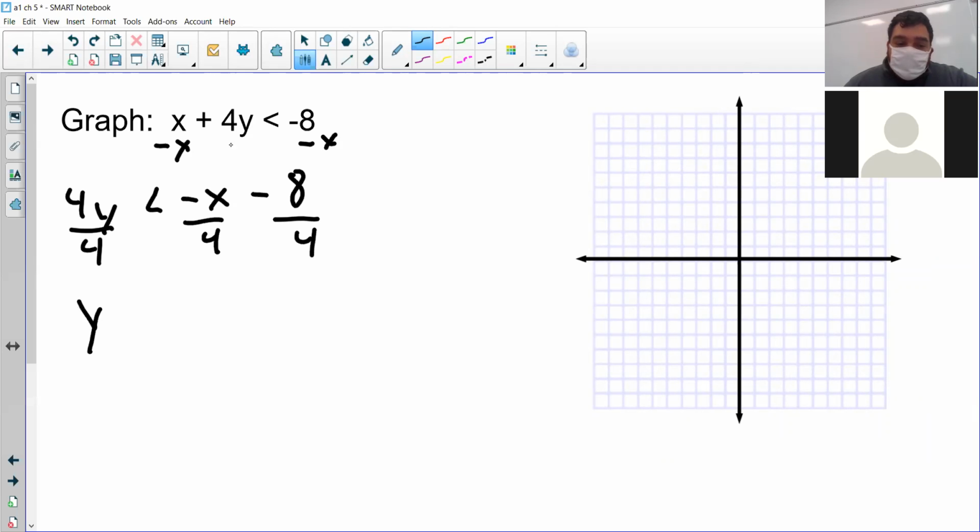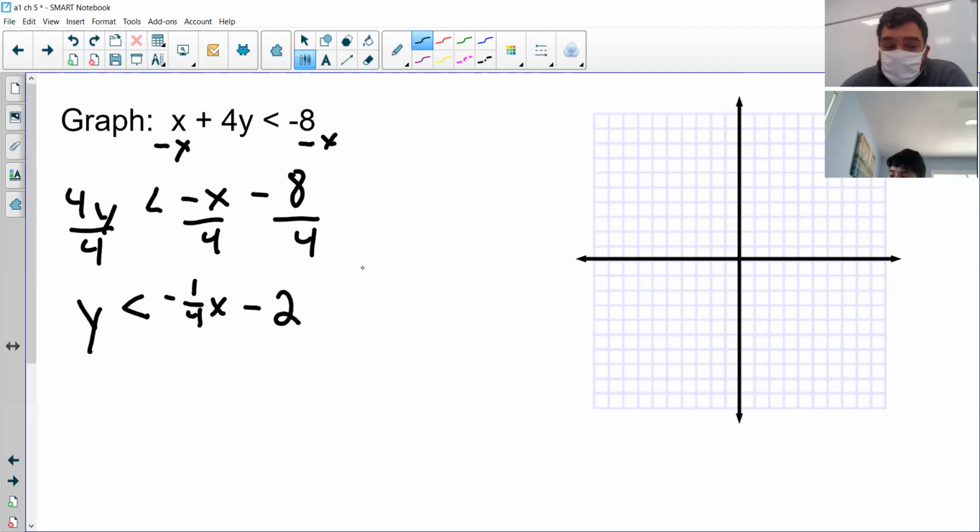So y, this is a positive 4, so I don't have to flip the symbol this time. Negative 1/4 x minus 8 divided by 4 is 2. Wait, it's 1/4 x, not just 4. Definitely 1/4. You could do x over 4, but that's hard to graph, so 1/4 is better. But it's definitely not just 4, not a big number 4. Okay.